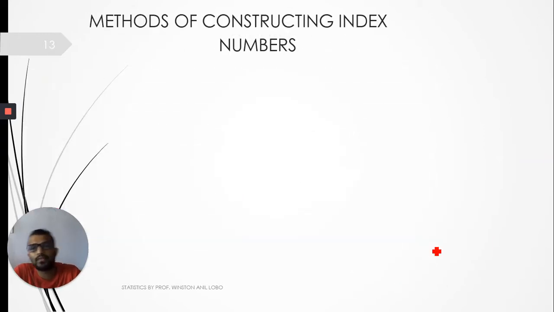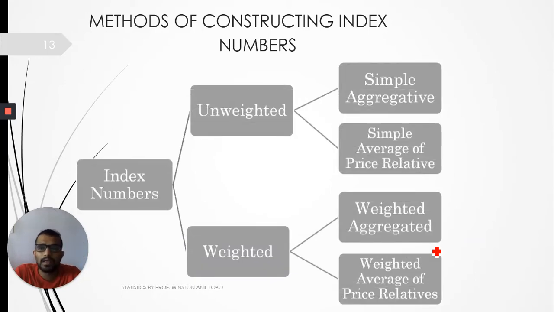Next, methods of constructing index numbers. How are these index numbers constructed? This is very important. Index numbers are of two types: weighted as well as unweighted. Weighted means there are some predetermined numbers assigned to it. Unweighted means free; there is no predetermined number assigned. Whatever data is given, based on that data, we calculate it. In unweighted, we have two categories: simple aggregative, and simple average of price relative. Simple aggregative means the total of the current year by the total of the base year into 100.